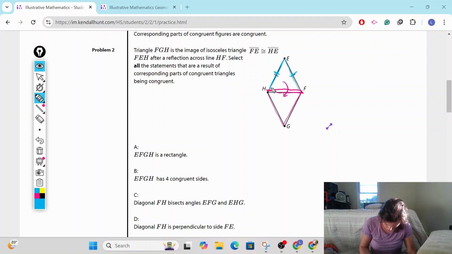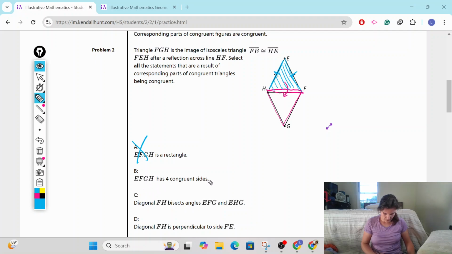FE is congruent to HE, which makes this top triangle an isosceles triangle, and it was reflected over line HF. Select all the statements that are a result of the corresponding parts of congruent triangles being congruent. So EFGH is a rectangle. I don't know if it's a rectangle. It doesn't look like a rectangle, but that's not necessarily true based on the fact that corresponding parts of congruent triangles are congruent.